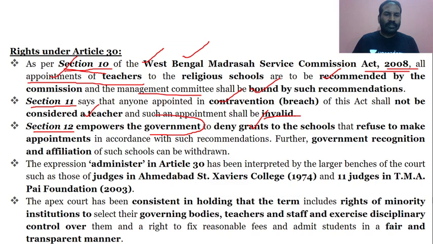Again, from a prelims point of view, if he is trying to confuse Section 10 with Section 11 and Section 12, you need to be thorough with 10, 11 and 12 from a prelims point of view. A probable question could be.